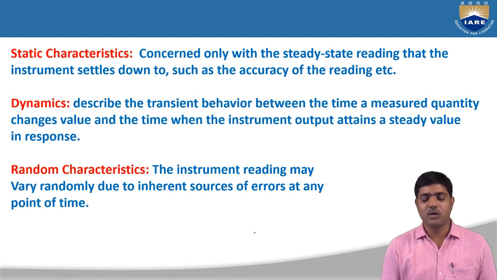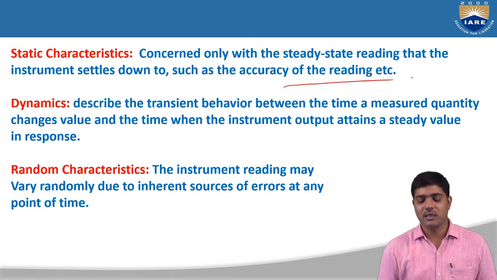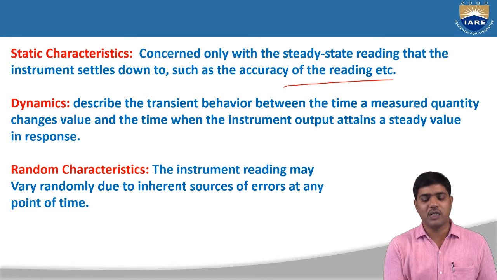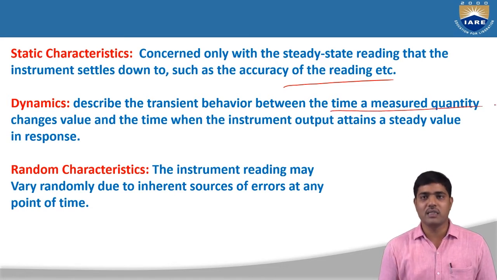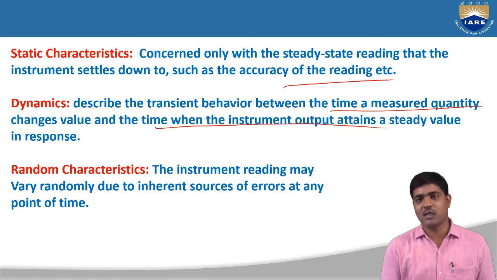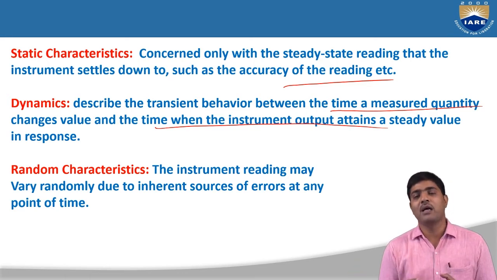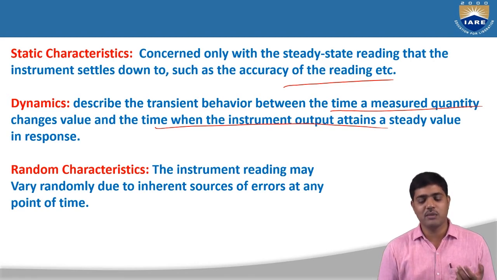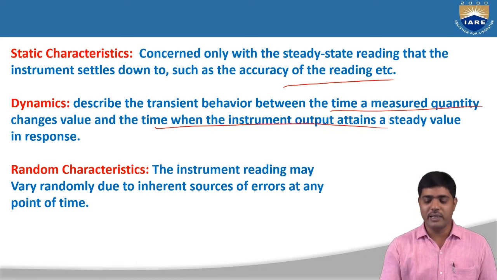Static characteristics are concerned only with the steady state readings, once the instrument has settled down, such as the accuracy of the reading; accuracy, precision, range, all those things you are going to study. Coming to the dynamic characteristics, these describe the transient behavior between the time a measured quantity changes value and the time when the instrument output attains a steady state value in response. You present some input quantity, and until the steady state value of output is reached, what happens in between is the dynamic or transient behavior of the instrument. And coming to the random characteristics, the instrument reading may vary randomly due to inherent sources of errors at any point of time. The user does not know the sources of these errors.